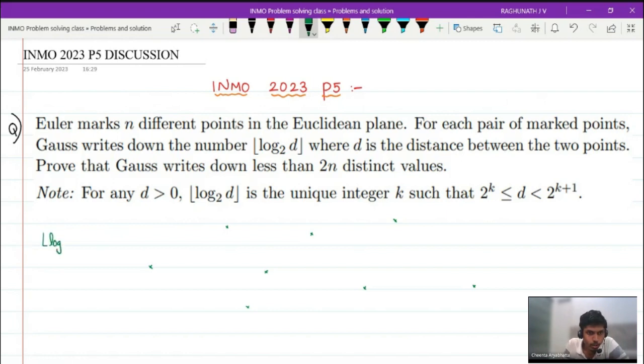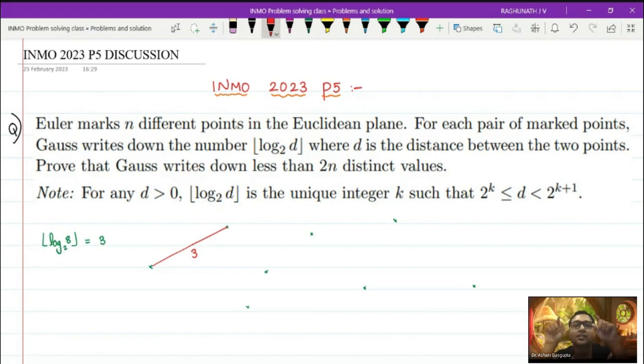So what is this? Logarithm of the distance d between the two points. Let's say the distance is d. Suppose say the distance is 8. Gauss writes down log 8 to the base 2, which is 3. So instead of 8, he is marking 3. So for each pair of points, he is doing this logarithmic value and the floor of that.